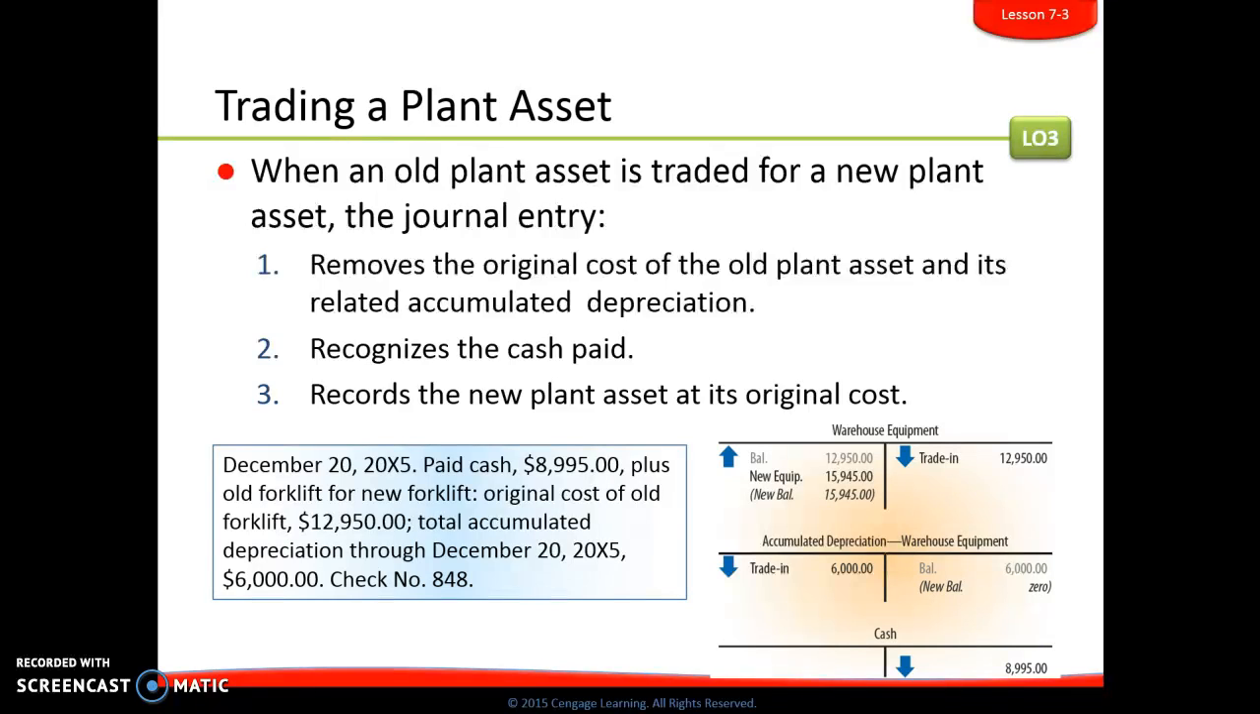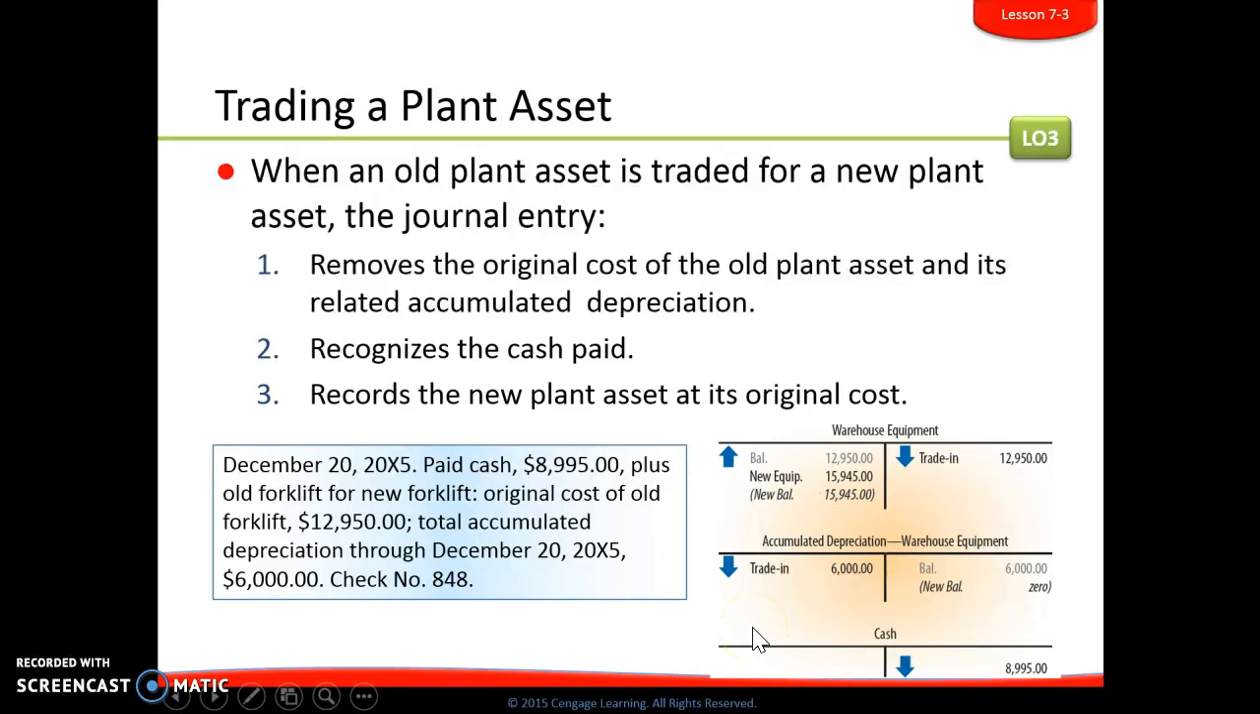It shows us that on December 20th, year 5, we paid cash of $8,995 plus an old forklift for a new forklift. The original cost of the old forklift was $12,950. Total accumulated depreciation through December 20th was $6,000. Check number 848. So they don't actually show us our journal entry for it.